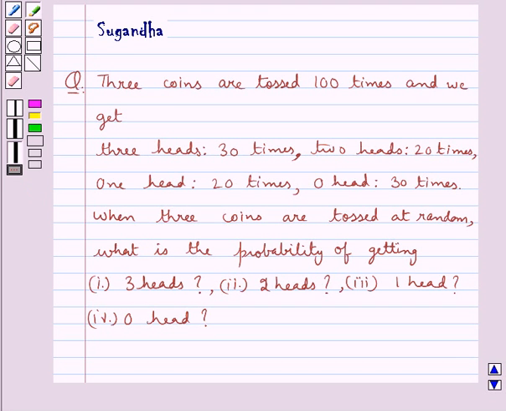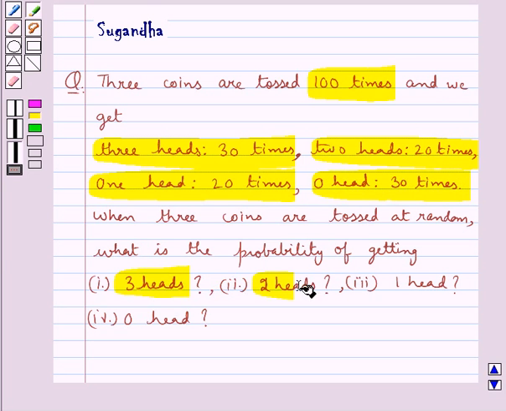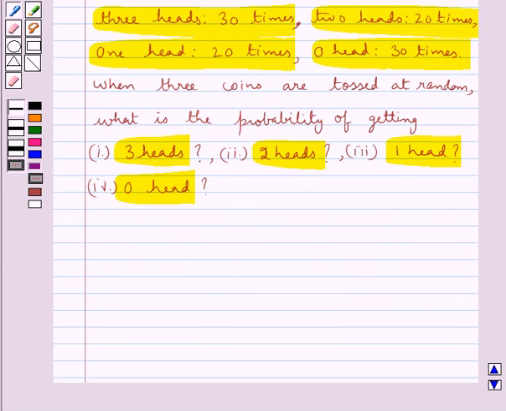Welcome to the session. In this session, we discuss the following question, which says, three coins are tossed 100 times and we get three heads 30 times, two heads 20 times, one head 20 times and zero head 30 times. When three coins are tossed at random, what is the probability of getting three heads, two heads, one head and zero head?